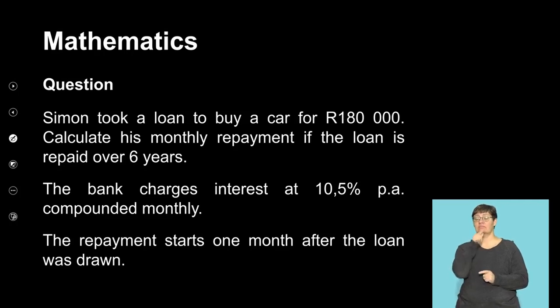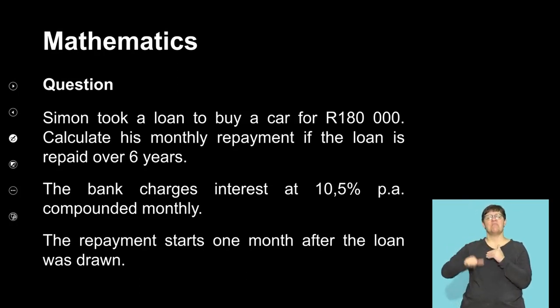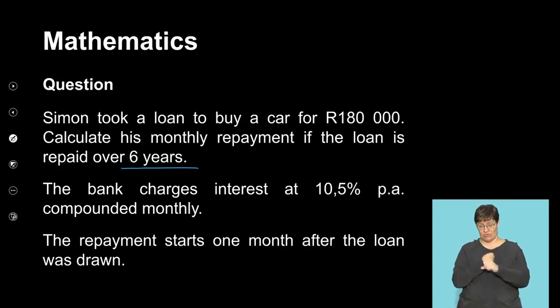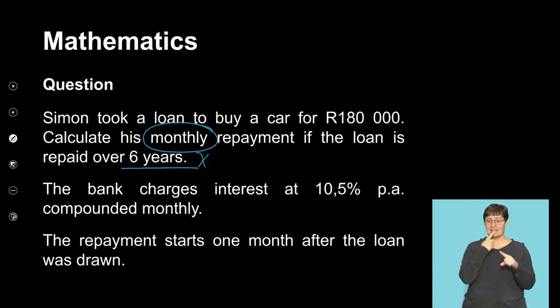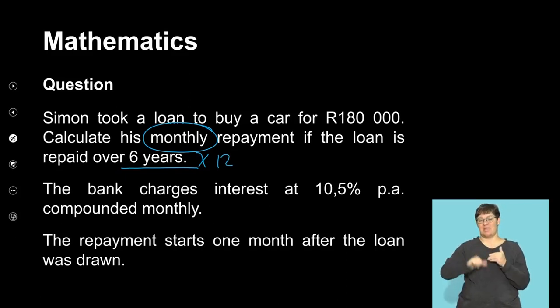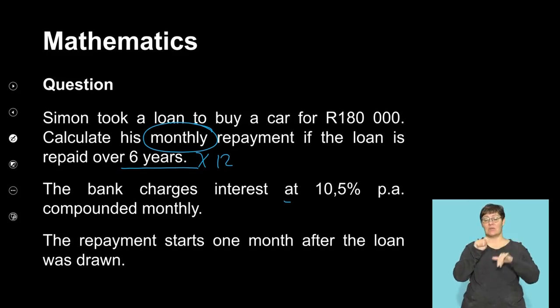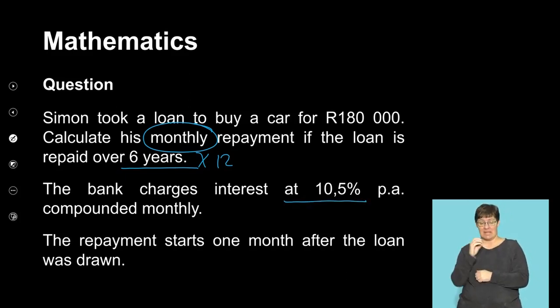Now, Simon took a loan to buy a car for 180,000. That's a nice car, I'm sure. Calculate his monthly repayment if the loan is repaid over 6 years. Now, we need to know that a loan is normally paid on a month-to-month basis. So for 6 years, we're going to multiply this by 12 in order to get how many months he's paying this for. The bank then charges the interest at 10.5% per annum, compounded monthly.